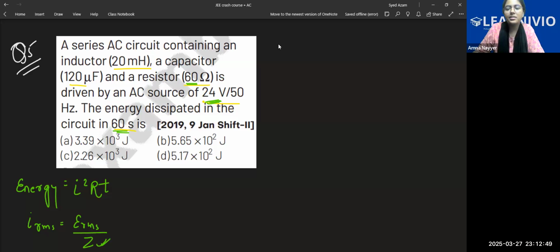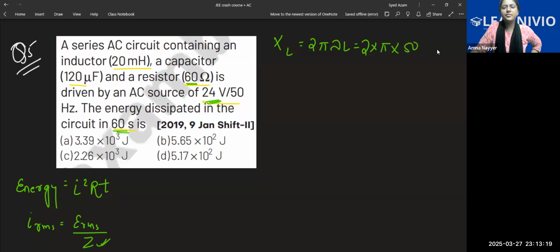So for Z, we first require the value of XL. This you tell me, Upasna. How to calculate XL in this question? Omega L. Is omega given? 2 pi nu L. Yes. So 2 into pi, I'm putting frequency as 50. L is 20 millihenry, meaning divided by 1000. This much of ohm is XL.